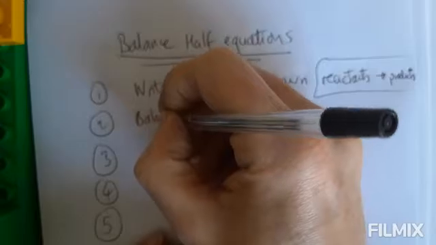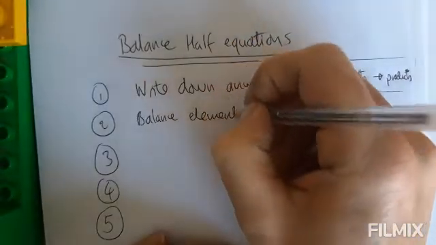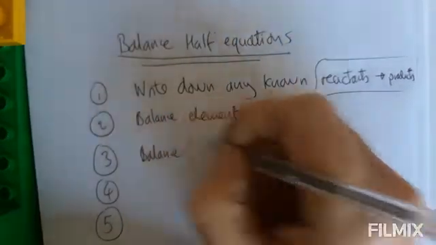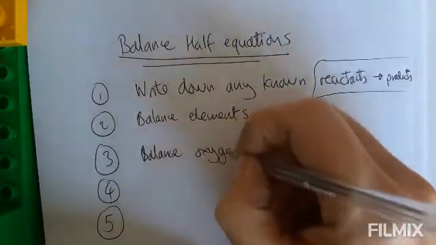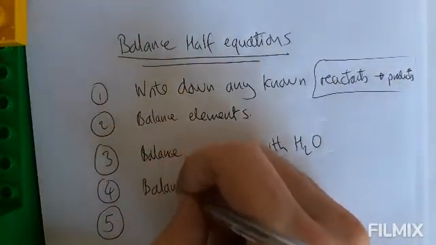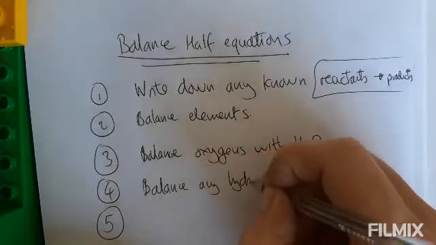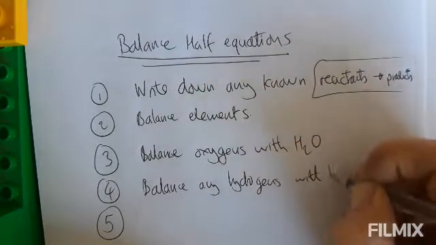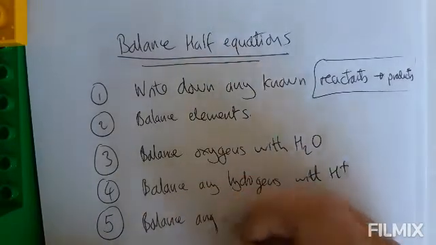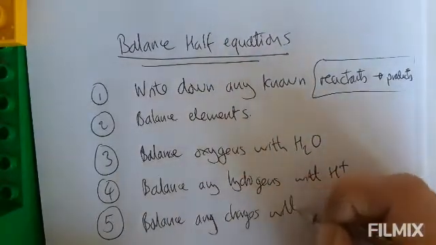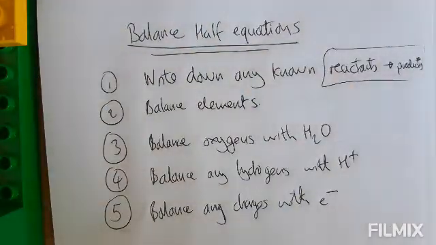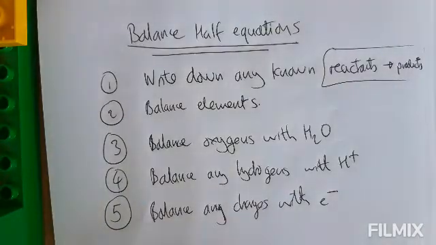Number 2, balance elements. And this means balance any elements that aren't oxygens or hydrogens. Number 3, balance any oxygens with H2Os. Number 4, balance any hydrogens with H pluses. And then finally, balance any charges with electrons, negatively charged electrons. Now, you might know this already, you might be confused by this, so you have to see it in use, and that's what we're going to be doing now.